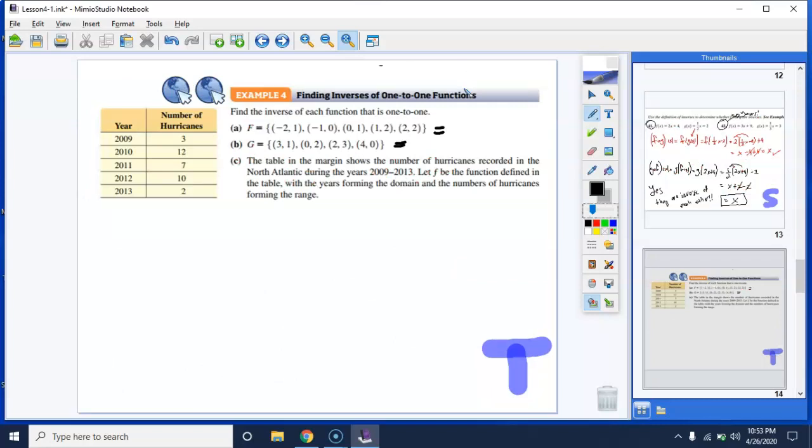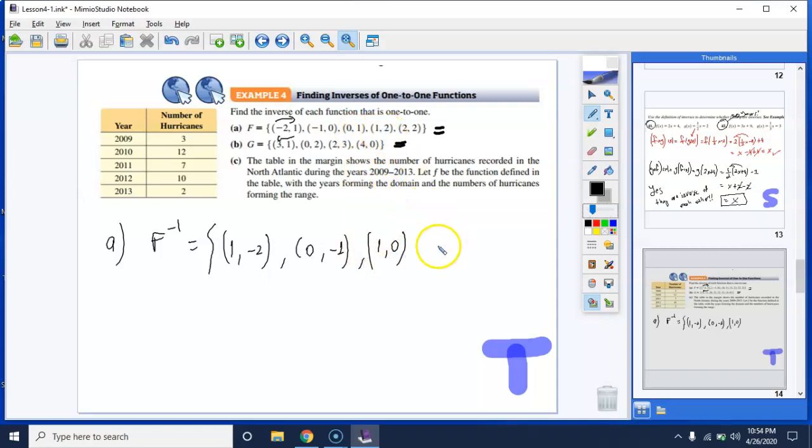If we have ordered pairs, or a table, how do we find the inverse? All you do is replace them, just flip them. So this one goes here, this one goes here. That's all we do. So answer A should be f inverse, that's how we show it. It should be 1, negative 2. If we replace those, 0, negative 1. This one should be 1, 0. 1, 2 should be 2, 1, and lastly it should be 2, 2.